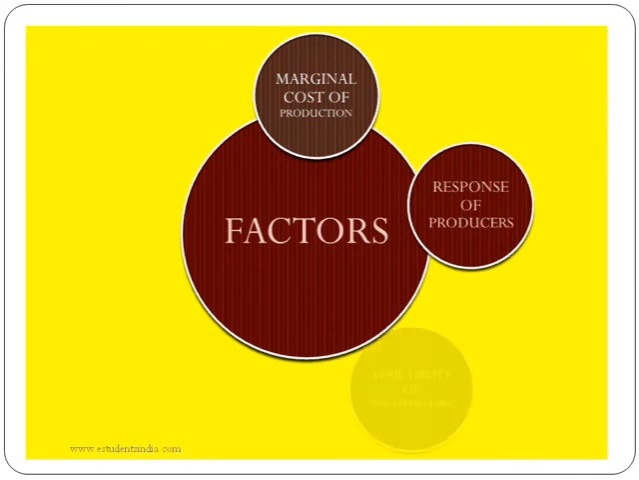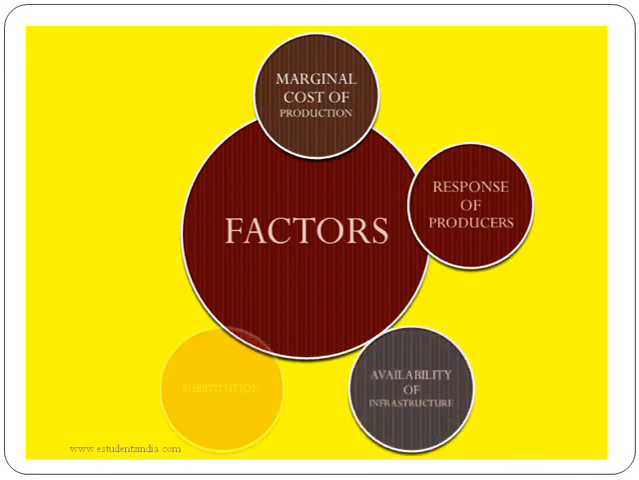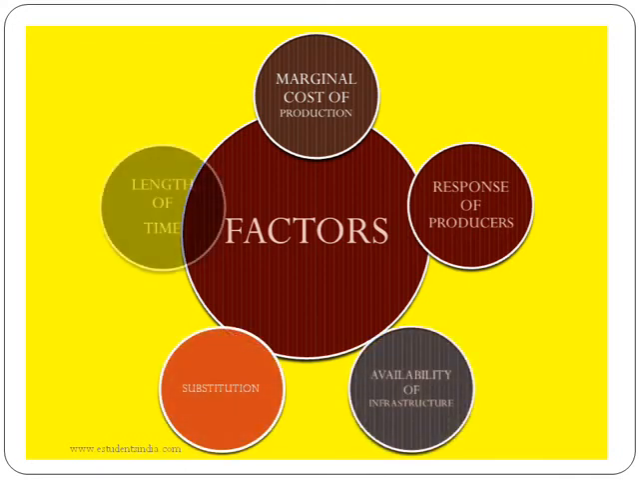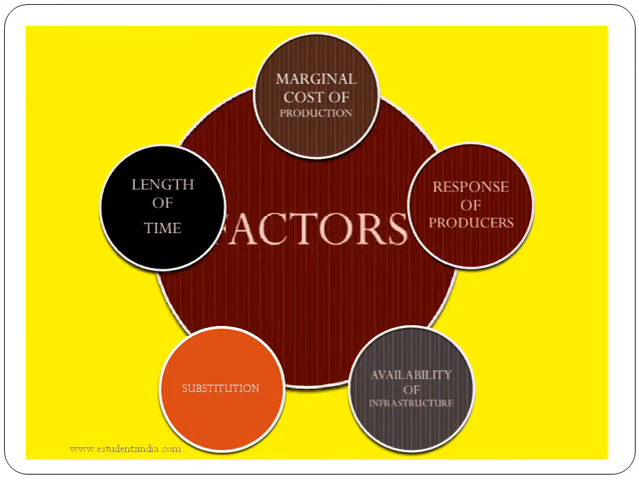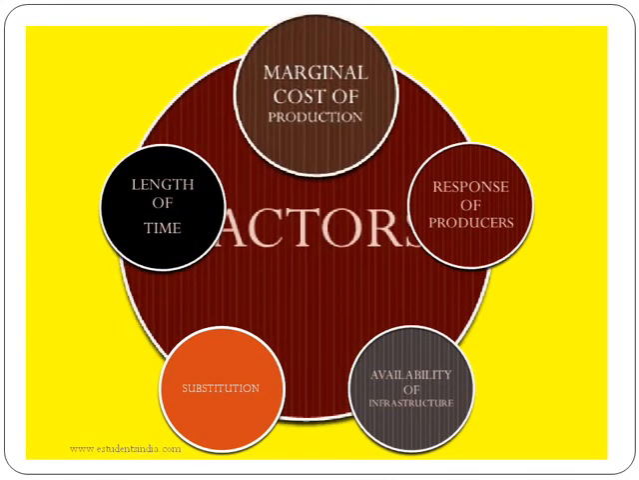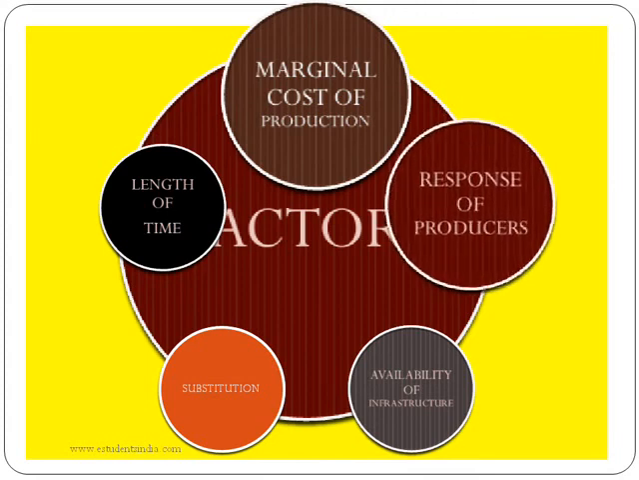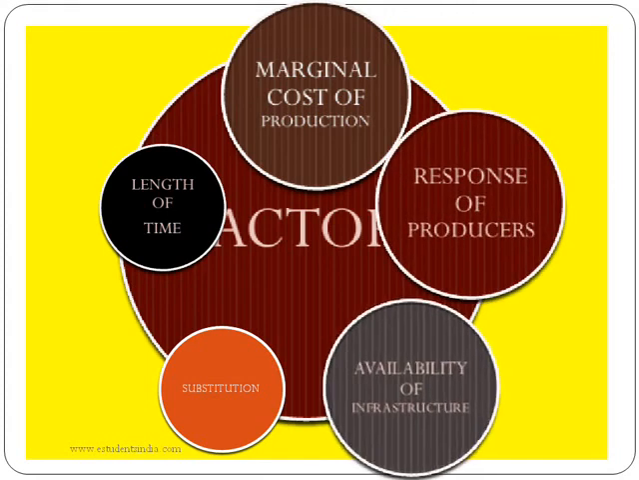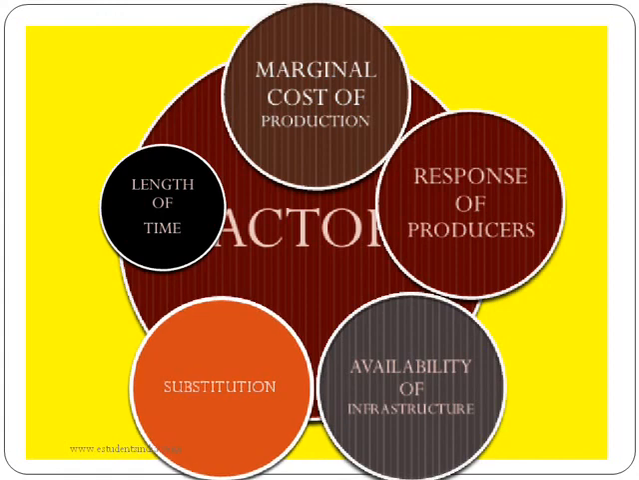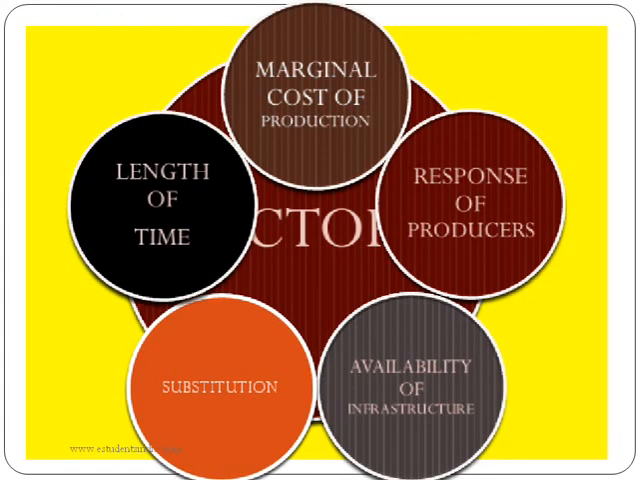Factors which determine elasticity of supply of a product. Changes in marginal cost of production. Marginal cost is addition to the total cost caused by producing one more unit of output. The production of 5 units of a product involves total cost of rupees 200. If the increase in production to 6 units raises the total cost to rupees 220, the marginal cost of the 6th unit of output is rupees 20.